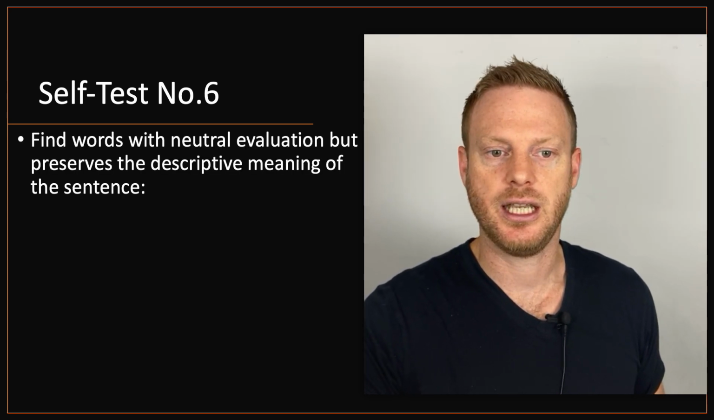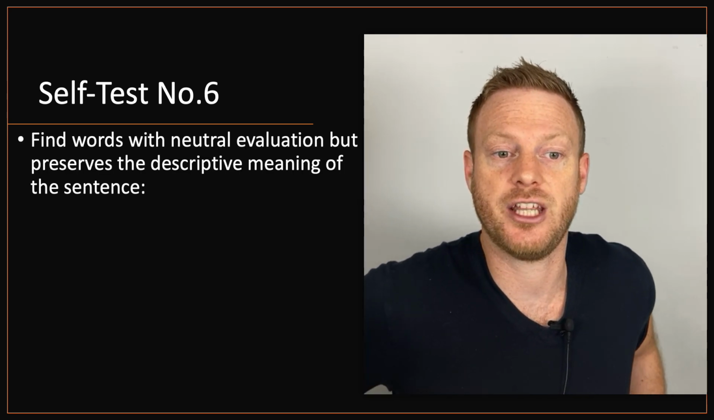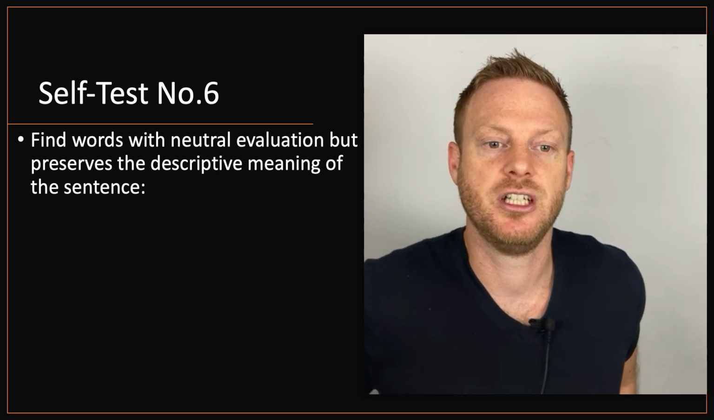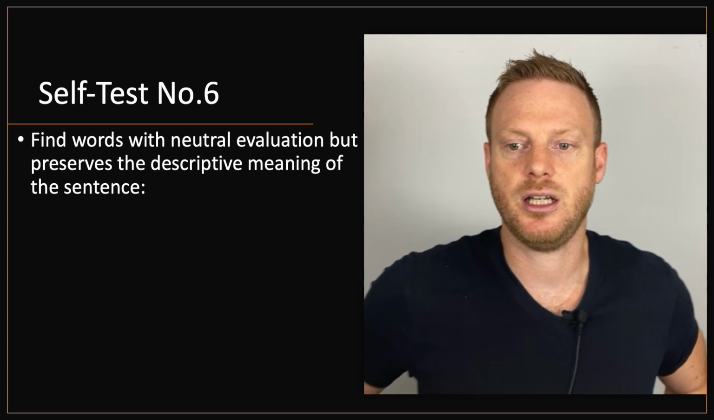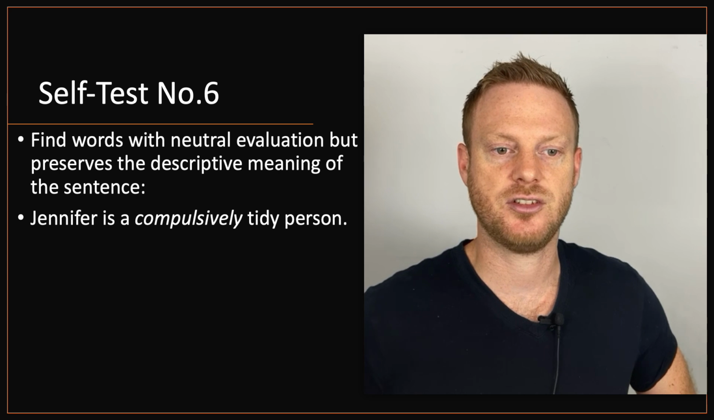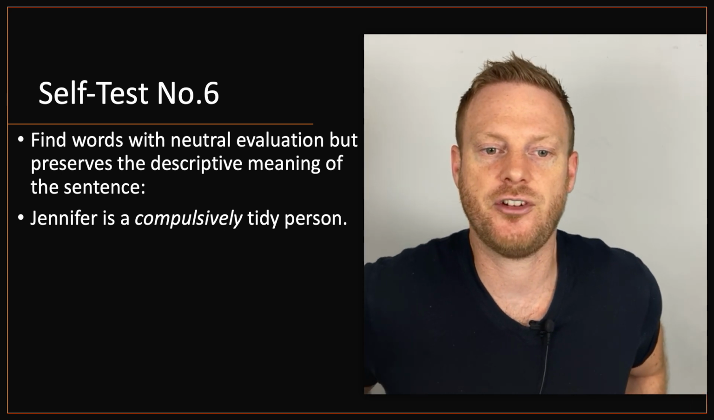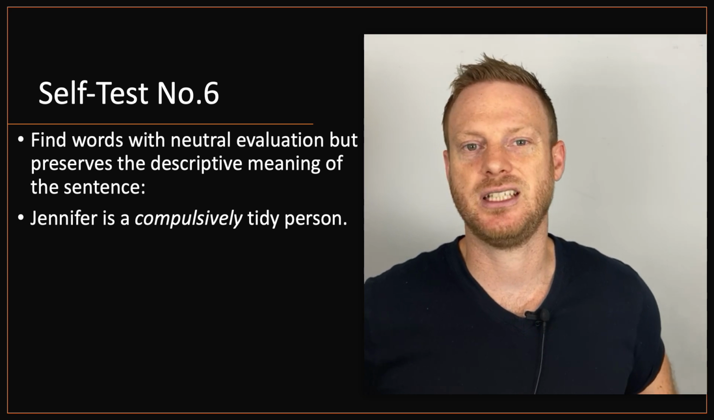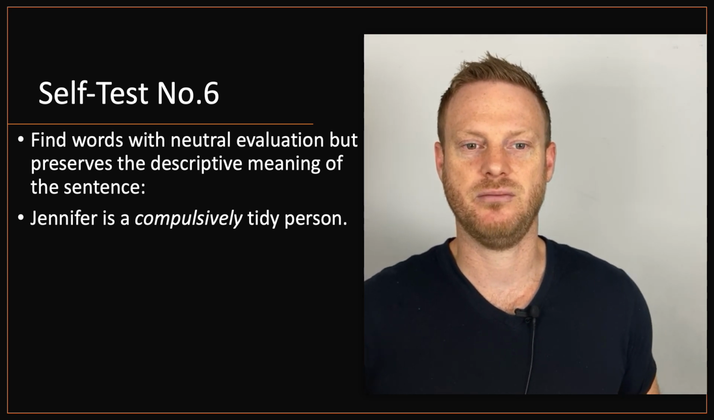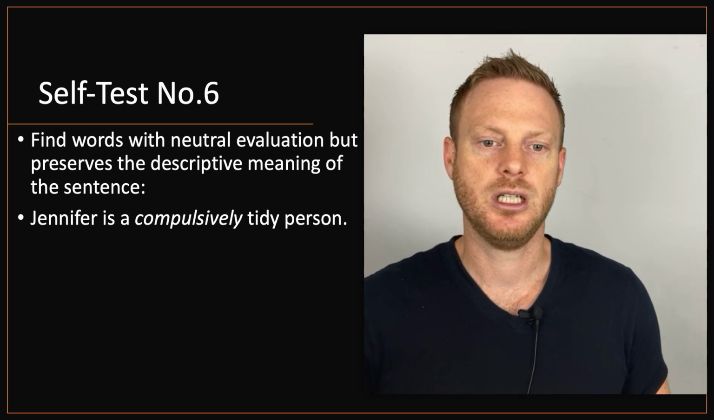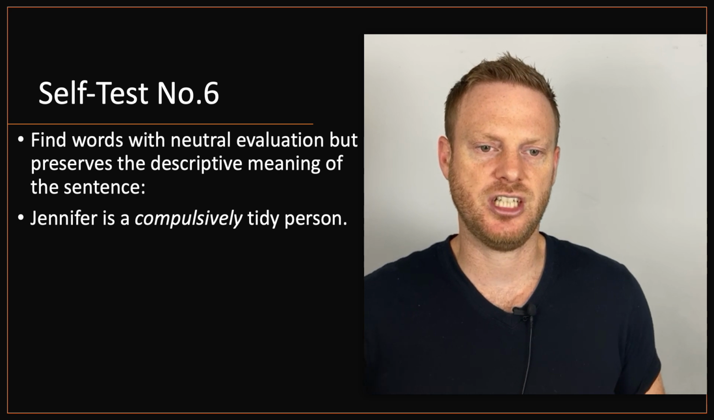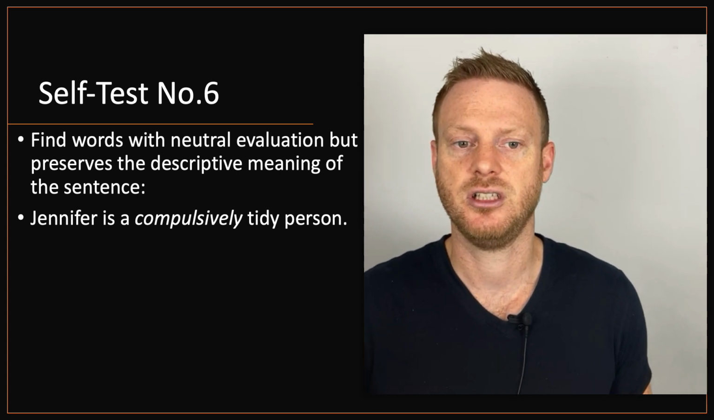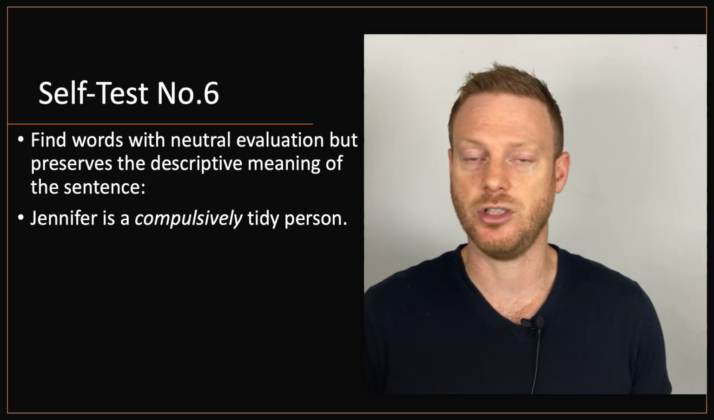Okay, so here's self-test number 6 from your textbook, and it says to find words with neutral valuation but that preserve the descriptive meaning of the sentence. So they have this sentence here: Jennifer is a compulsively tidy person. Compulsively has a negative connotation, suggests that she has a problem. You could say that she is a consistently tidy person, right? That's much more neutral, I guess.